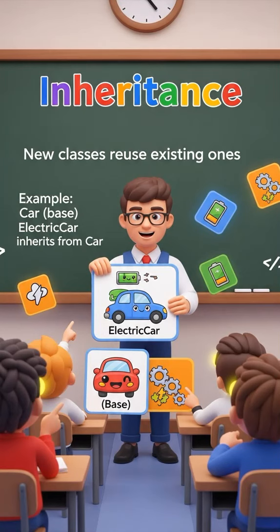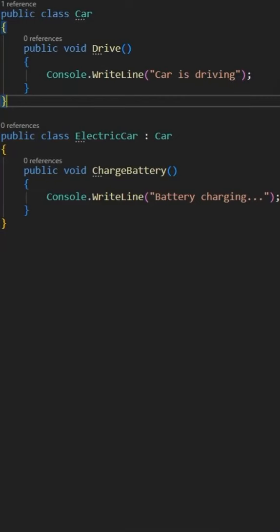Next, inheritance. Inheritance is the idea of reusing and extending existing code. Here in the example, ElectricCar inherits from Car. It doesn't need to rewrite the drive method. It just gets it for free. Inheritance helps us reduce repetition and build smarter, layered systems.